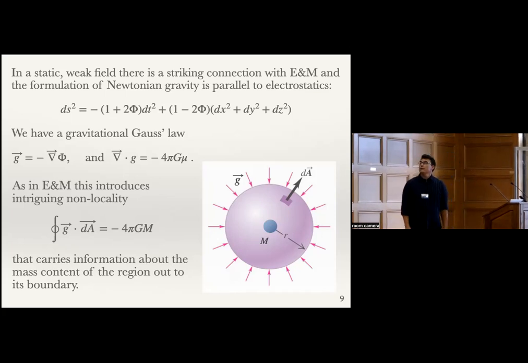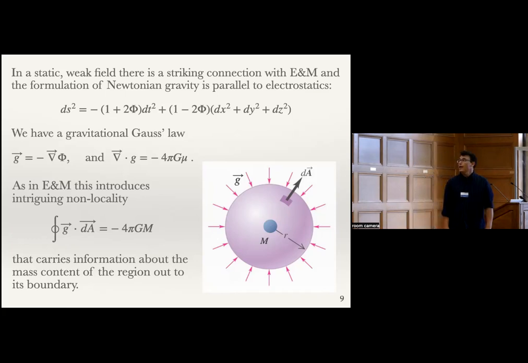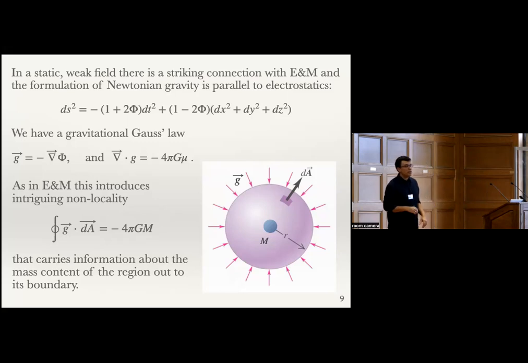Then we have a gravitational Gauss law that states that the divergence of that gravitational field is equal to the mass density. And in particular, just as in E&M, this is a place where a very interesting non-locality sneaks into the theory. The gravitational Gauss law can be expressed as the flux through a surface. So this flux encodes the total mass contained in that region. And this is going to be our main focus for this first part of the talk. This encodes a surprising amount of information.